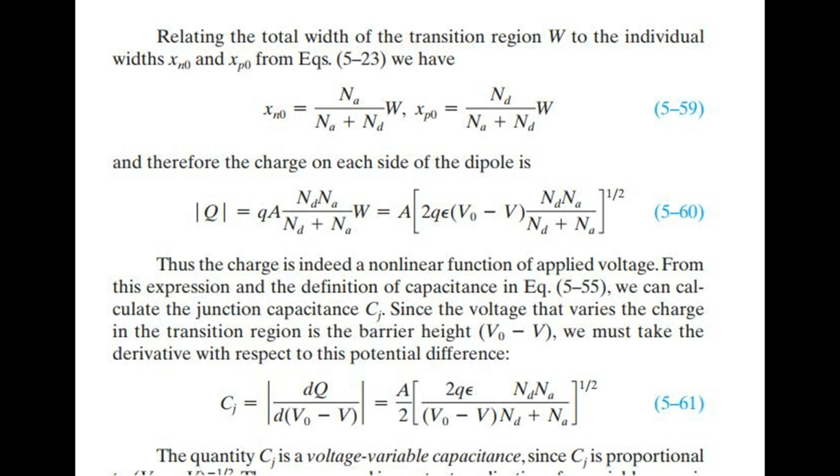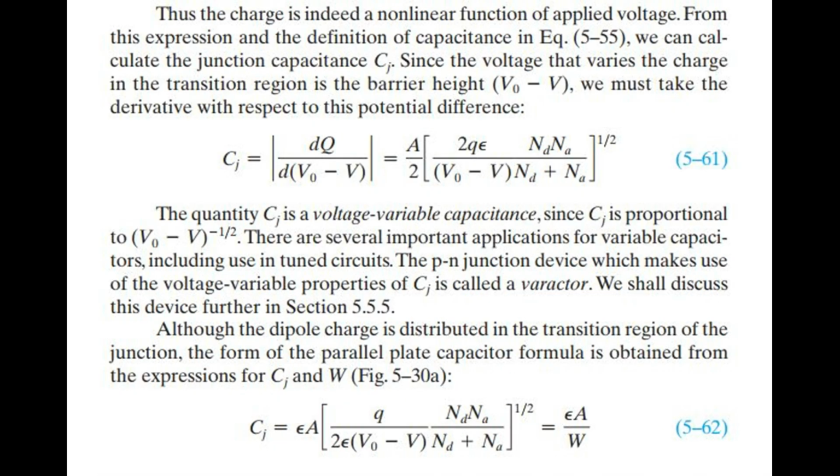The quantity Cj is a voltage variable capacitance, since Cj is proportional to (V0 - V)^(-1/2). There are several important applications for variable capacitors, including use in tuned circuits. The PN junction device which makes use of the voltage variable properties of Cj is called a varactor. We shall discuss this device further in section 5.5.5.